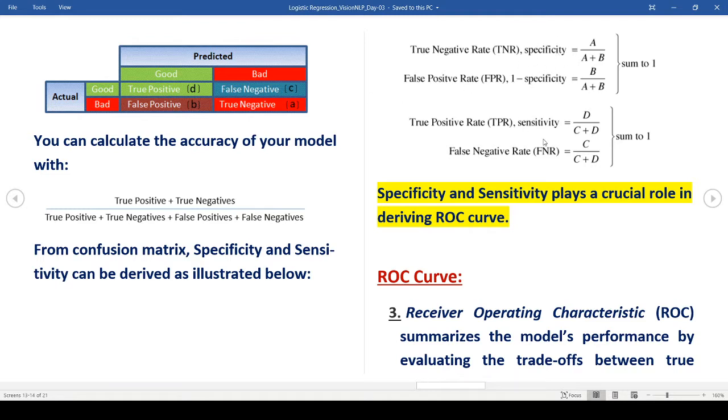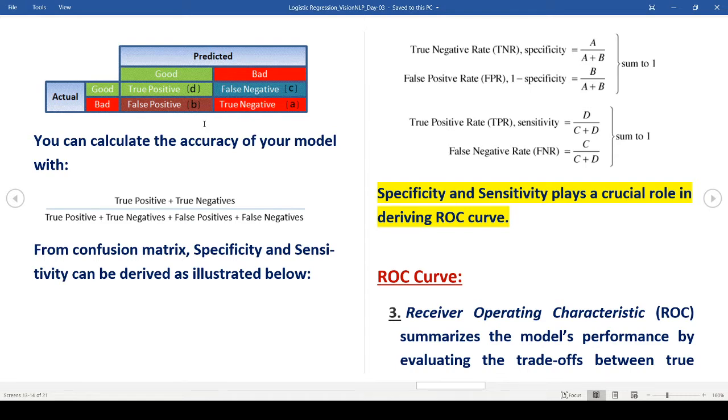And when we talk about sensitivity, it is true positive divided by false negative and true positive. And similarly, for false negative, it is false negative divided by true positive and false negative. So why are we doing this? What exactly are we trying to achieve here?